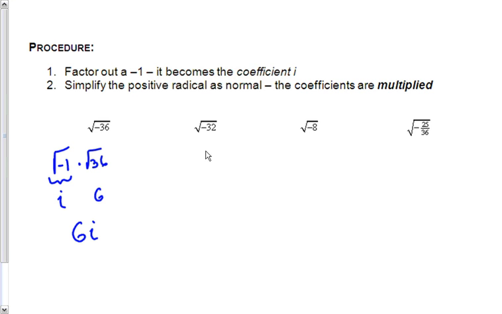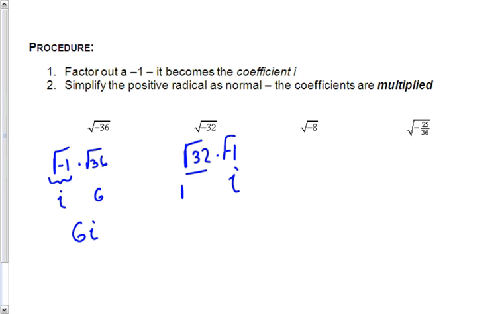Next, 32. What can we break down 32 to? Are there any perfect squares in there? Let's see: 2 times 16, 4 times 8 will work. Or how about 16 times 2? So this is really the square root of 32 times the square root of negative 1. We break up the negative. We'll call this i, and this we know how to take care of.